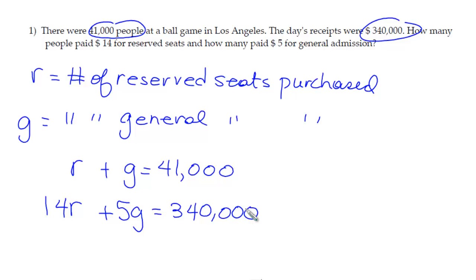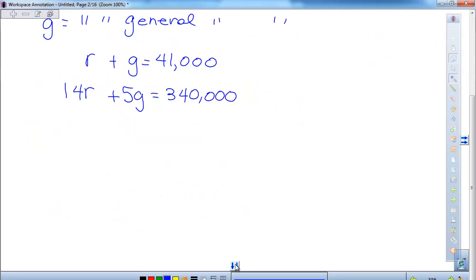Now we need to solve the system of equations. And you can really choose any method you want to solve this, but I'm going to solve this one using substitution. So from my first equation, I get that R is equal to 41,000 minus G. Okay, so I'm going to take that expression and plug it into my second equation.